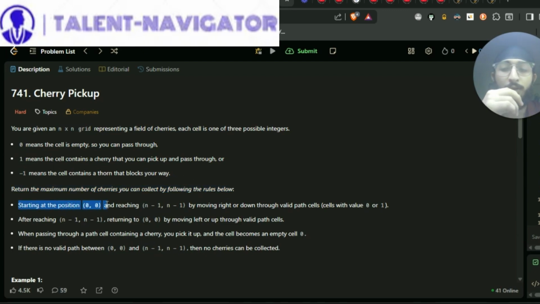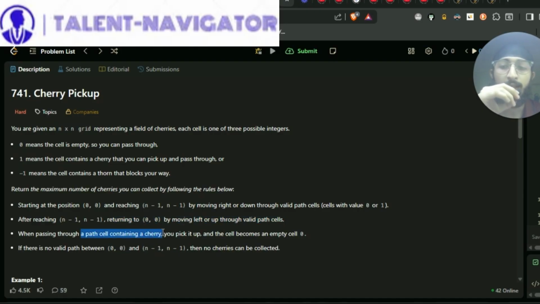Start at the position 0, 0 and reach n-1, n-1. So basically start at the top left cell and reach the bottom right cell by moving right or down only through valid path cells, that is cells with value 0 which is empty and 1 which means that it contains a cherry. After reaching n-1, n-1, return to 0, 0 by moving left or up through valid path cells.